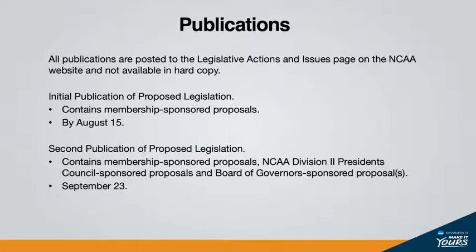The second publication of proposed legislation, or the SOPOPL, is published every year by September 23rd. This document contains the membership-sponsored proposals that were included in the IPOPL, as well as the President's Council and Board of Governors sponsored proposals. In terms of the order for the SOPOPL, these publications have the proposals listed in the order that they may appear in the manual.